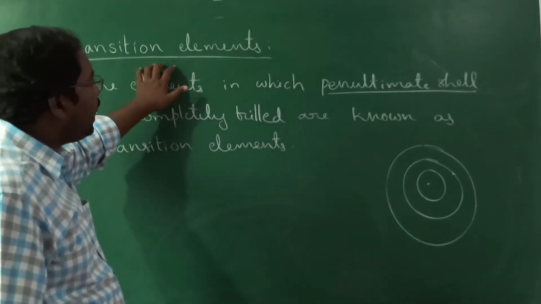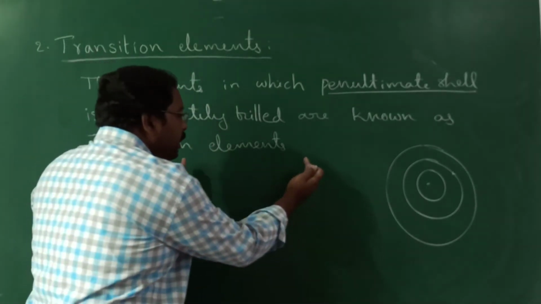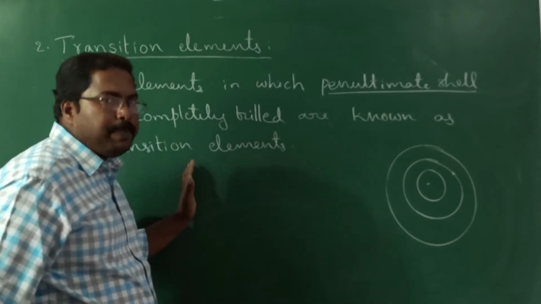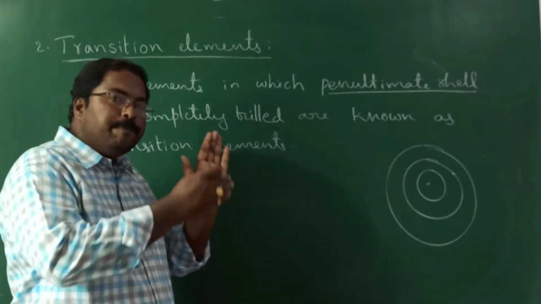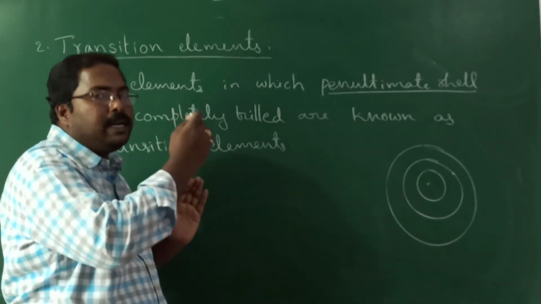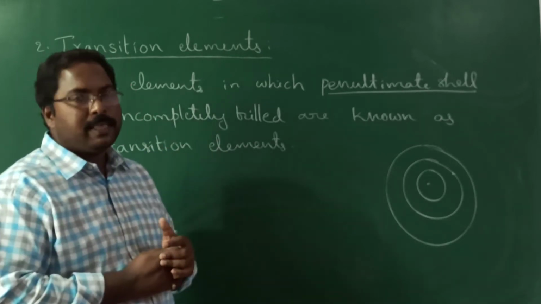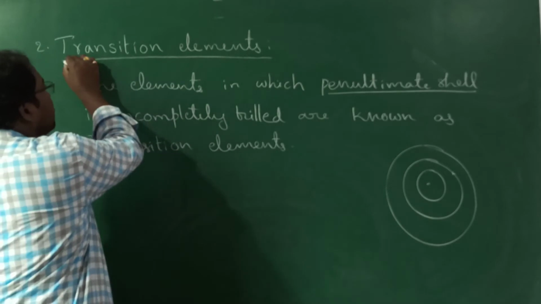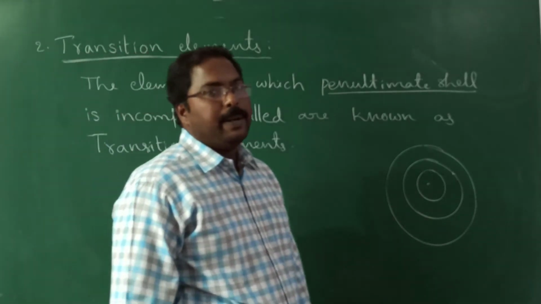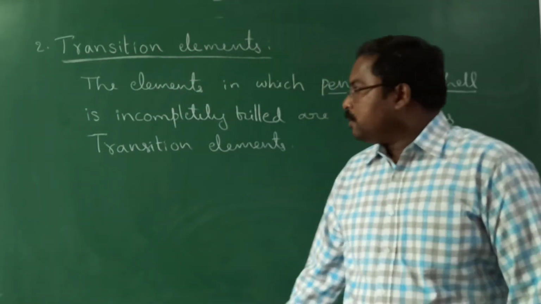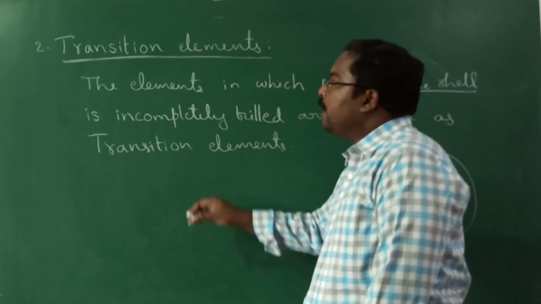So these transition elements are between this S block and P block, nothing but between the highly electropositive and highly electronegative elements. So they act like a bridge between them. That's why these are known as transition elements. Okay? So note down that point also.